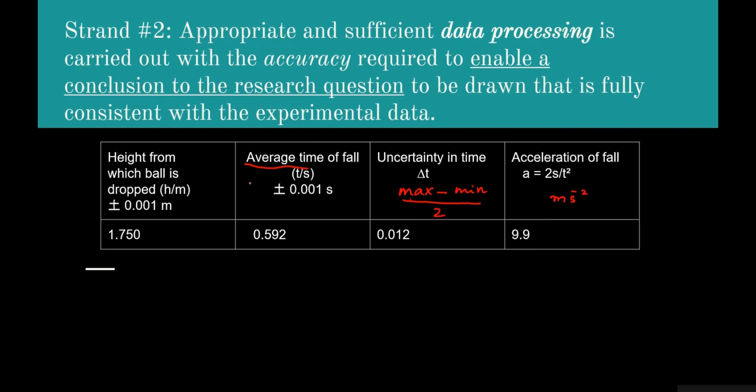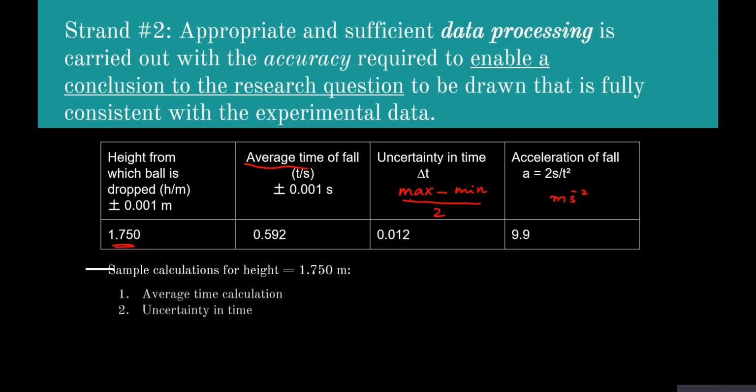So you can see that the process data table clearly shows all relevant details. Now, right underneath the table, we need to include the sample calculations. So as an example, I have taken this height to do the sample calculation. What all will I show there? I'll show the average time calculation and the uncertainty in time.